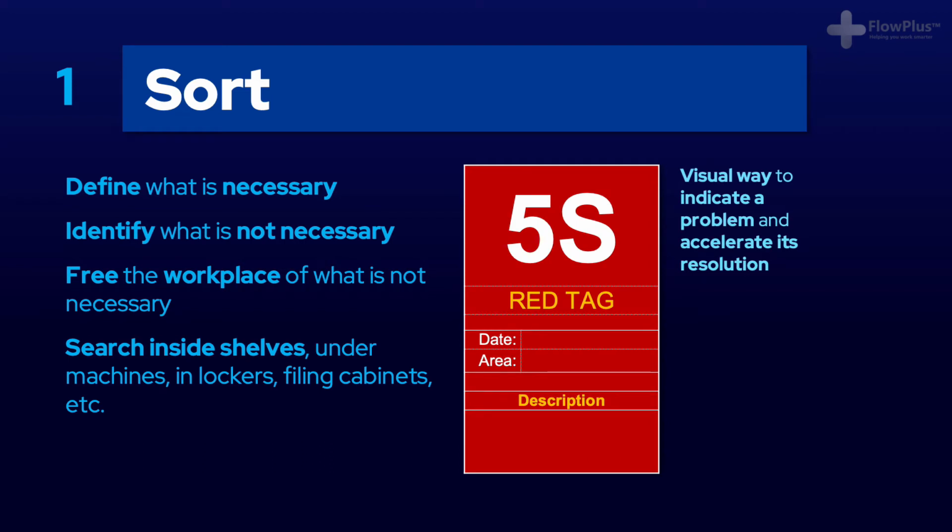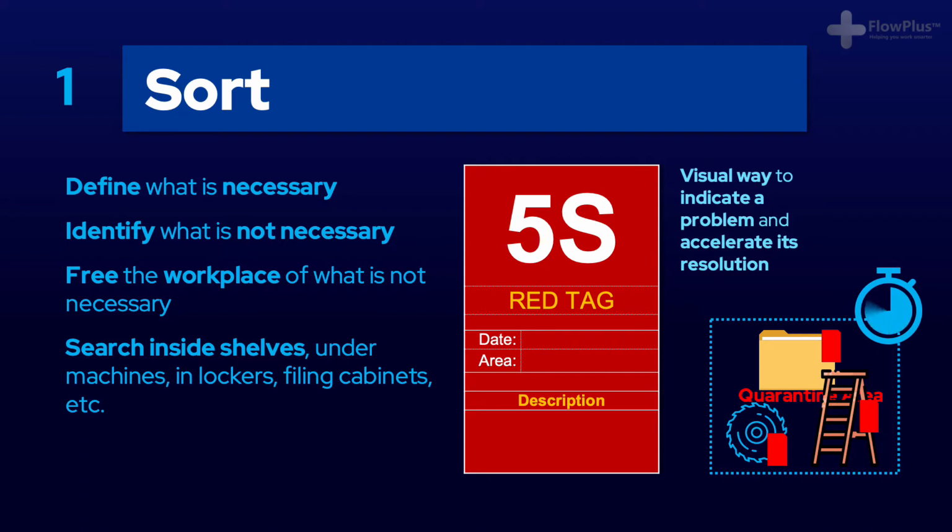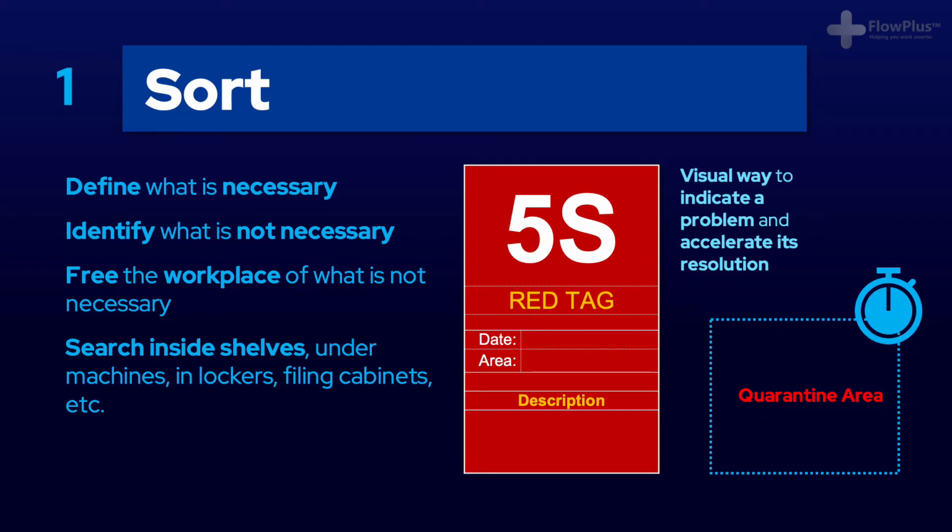To help keep things visual and signify items where we're not sure whether we can throw them away or not, we place a red tag on them. A red tag signals a problem that cannot be solved and helps bring awareness to the problem. By setting up a quarantine area, any items with red tags can be placed within this area. After a certain deadline, of let's say 1 week, if the items haven't been claimed and the red tag hasn't been removed, then the items can be sold or thrown away.